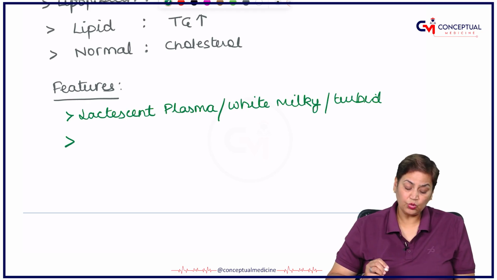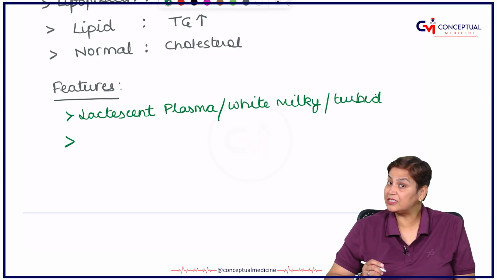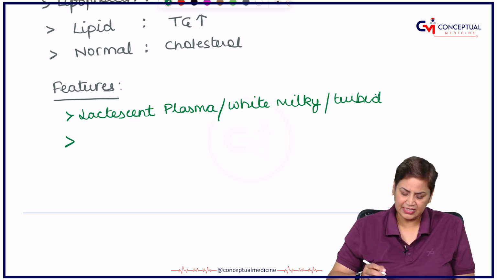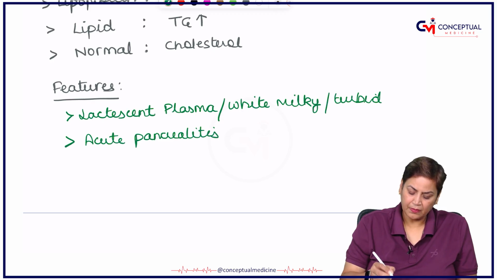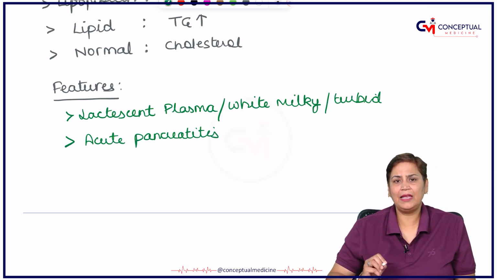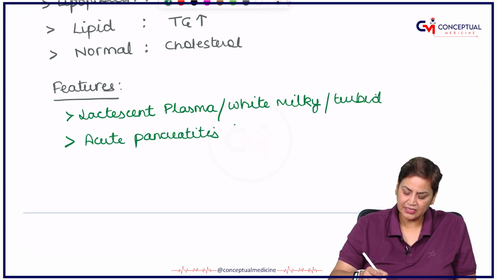Then, due to the increased concentration of TGs, lipase is the enzyme which is affected, and we know whenever this type of condition occurs, whenever there is increased concentration of TGs, it will lead to acute pancreatitis. So the patient will complain of pain in the abdominal region. Why? Because of acute pancreatitis, the reason being the increased concentration of TGs. So abdominal pain will be there.